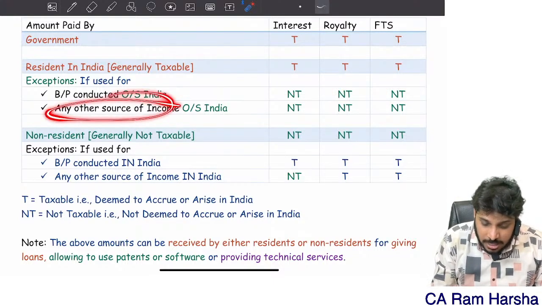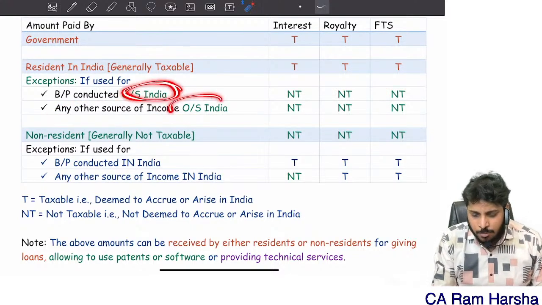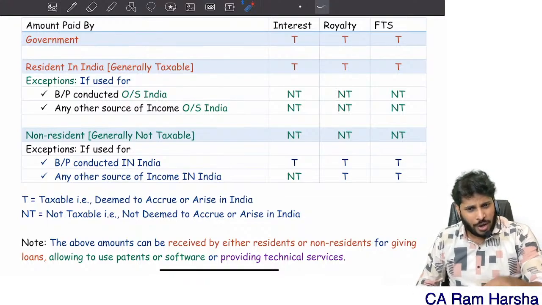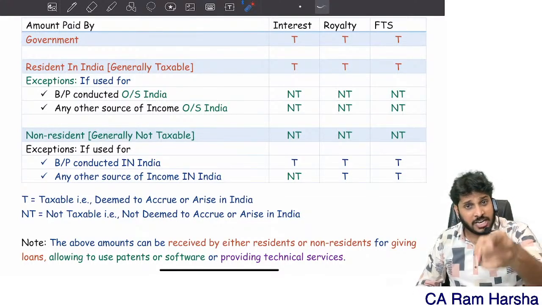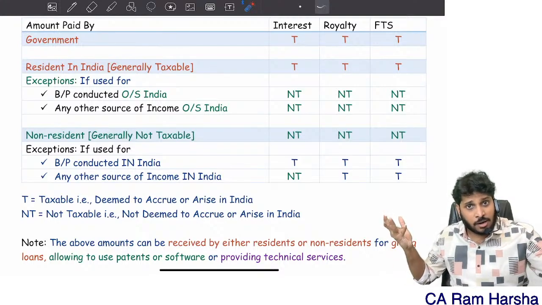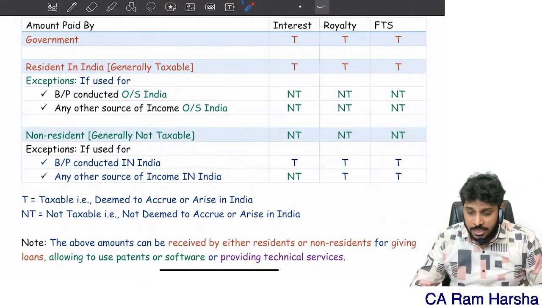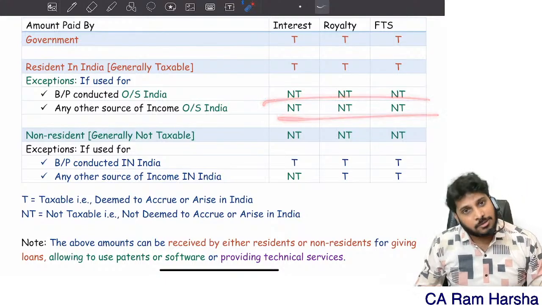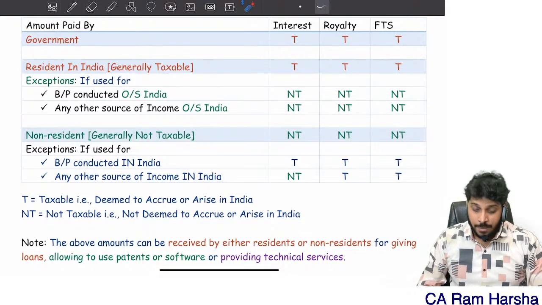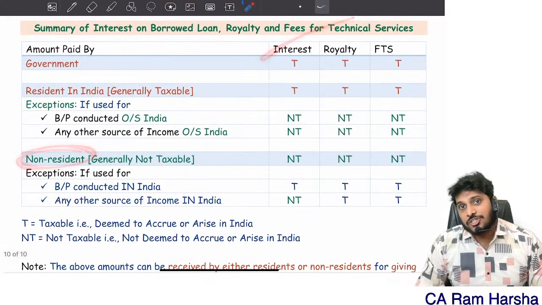Sir, for some other purpose he is doing it outside India. Ultimately both are outside, no? Though an Indian resident is paying me interest, just because an Indian resident is paying me, you cannot say taxable. He is using it outside India, for business or for some other purpose. Then not taxable.